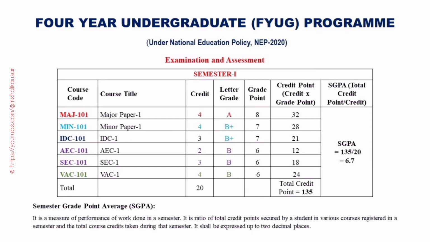For example, suppose a student has 6 papers, namely Major Paper 1, Minor Paper 1, IDC, AEC, SEC, and BAC papers having 4, 4, 3, 2, 3, 4 credits respectively, and the student has secured letter grades of A, B+, B+, B, B, and B respectively. Then, the grade points for Major Paper 1 will be 8, Minor Paper 1 will be 7, IDC Paper 7, and that for the papers AEC, SEC, and BAC paper will be 6 each.